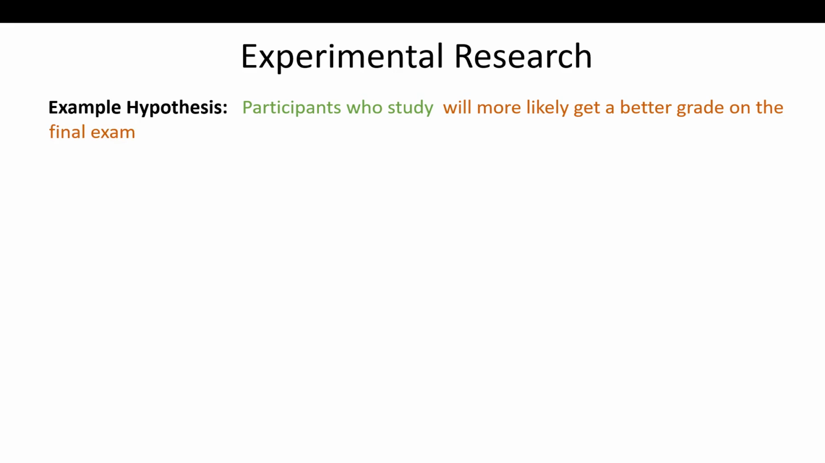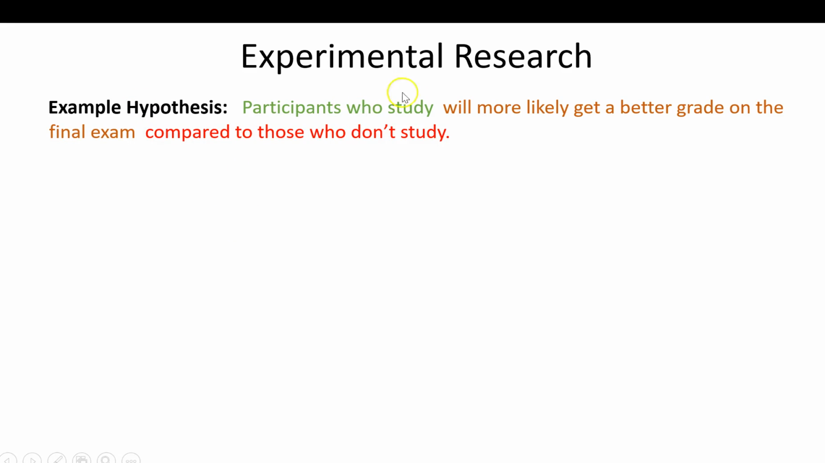We might want to start off with participants who study in order to establish that we are interested in people studying as our variable of interest. And then we want to predict what will happen to that variable of interest. So perhaps we hypothesize that those who study will be more likely to get a better grade on the final exam. And now we need a control group to compare our experimental group to. So we say compared to those who don't study.